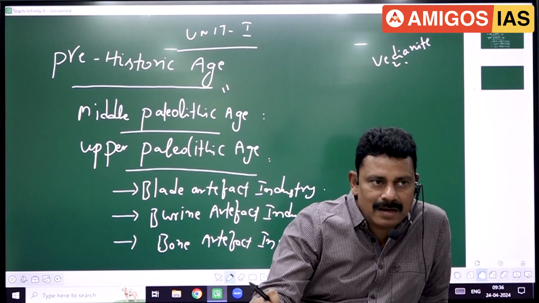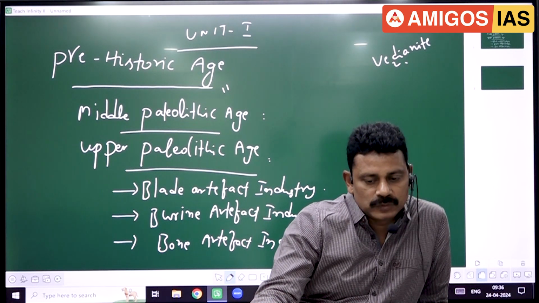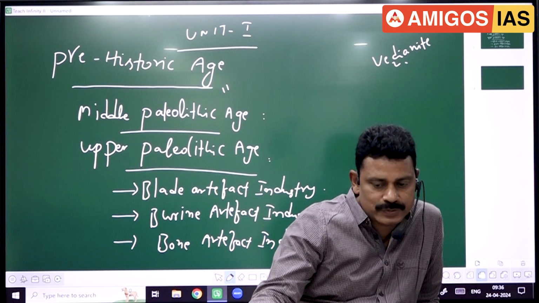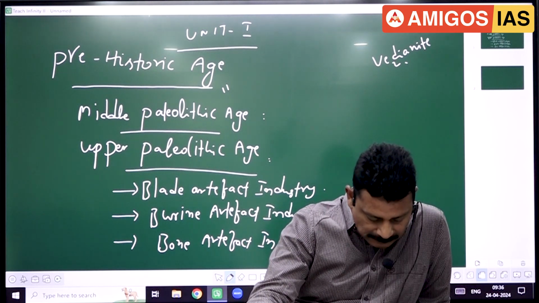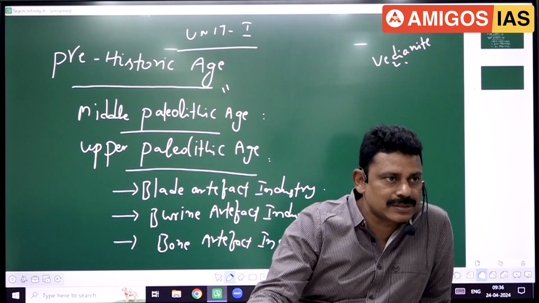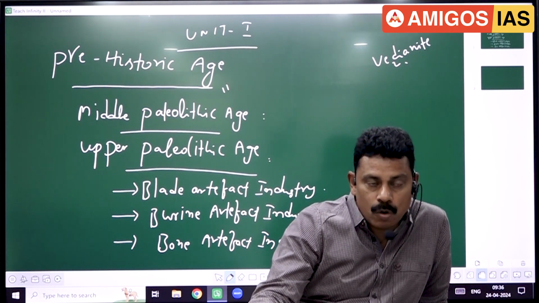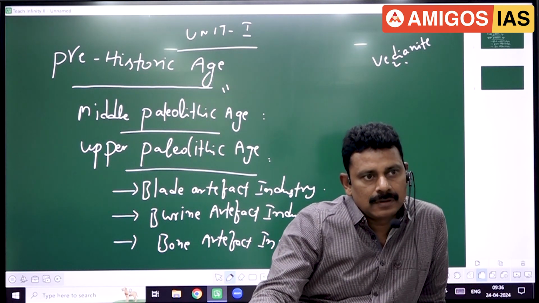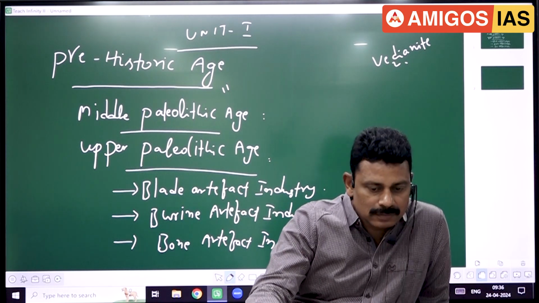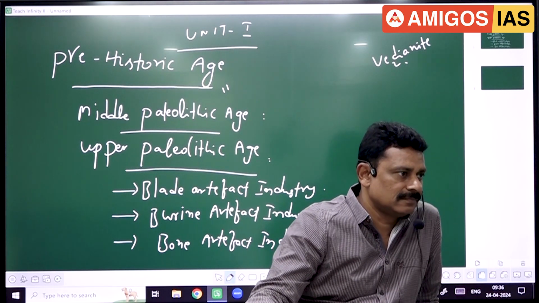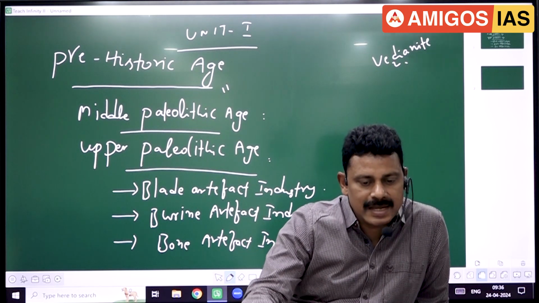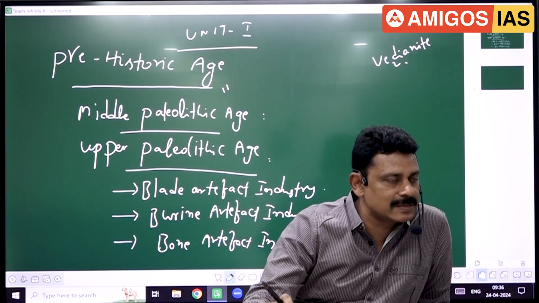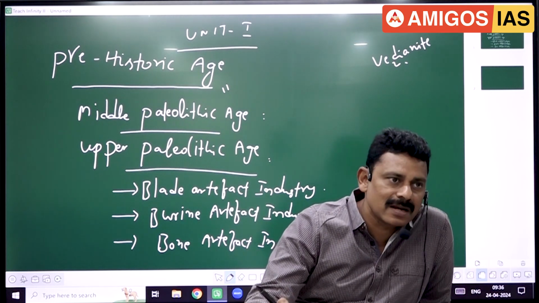Smaller knives. Sharp arrows, smaller knives. Then scrapers, gouges, sockets, etc. The only sites from where we have recovered these bone implements are Billasargam and Kurnool district.